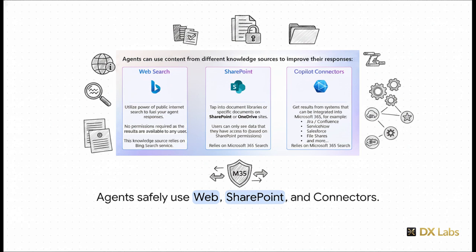This is a huge compliance topic for the AB 900 exam. Agents strictly respect all Microsoft 365 security boundaries and permissions across all 3 of these sources. A user will never see data they aren't explicitly authorized to access.